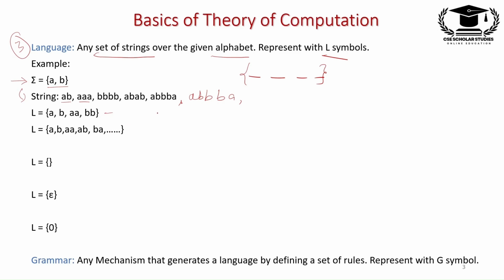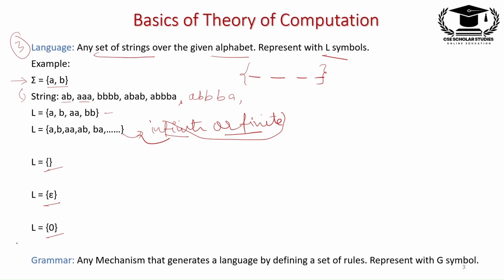Language may be infinite or finite. This is an important thing we should know: language may be infinite or finite. The set containing epsilon is also a language. The empty set, null, is also a language. So language may be finite or infinite.